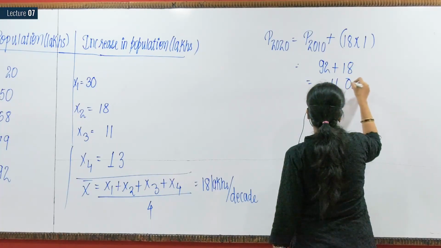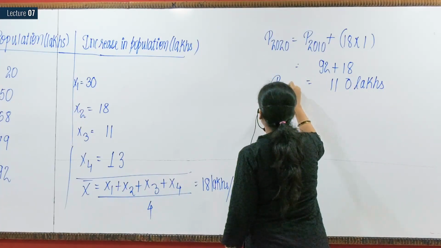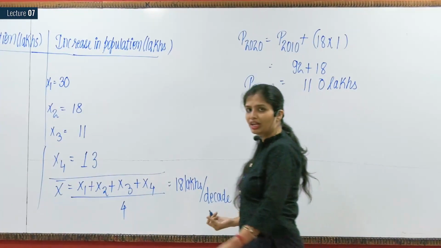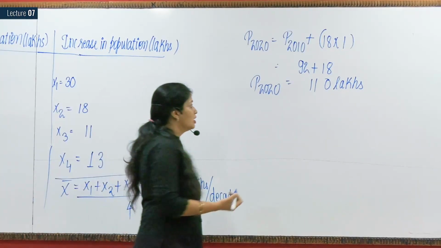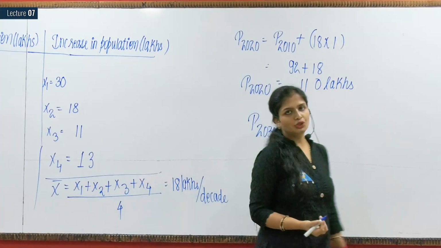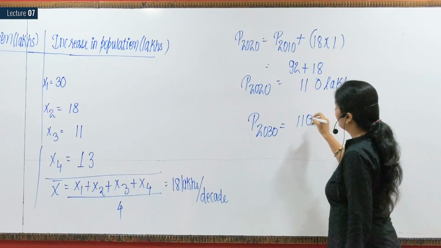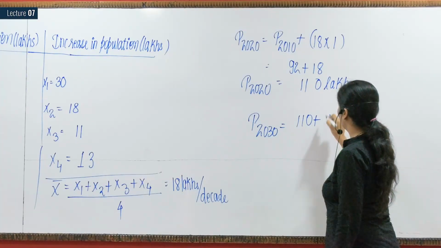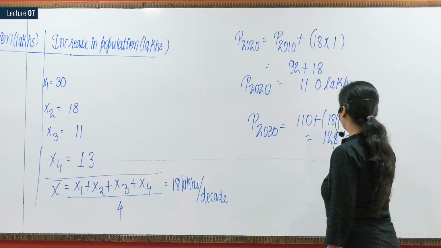So it comes out to be 110 lakhs. So the population in 2020 was 110 lakhs. Now let us suppose you had been asked the population in 2030. What would you have done? You know the population in 2020, plus the difference between these two, 10 years, that is 1 decade. So 18 into 1. What do you get here? 128 lakhs will be the population in 2030.